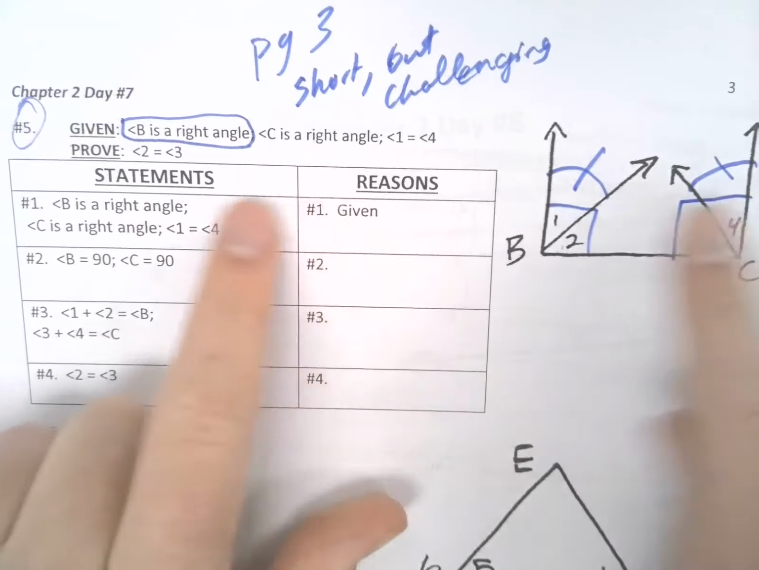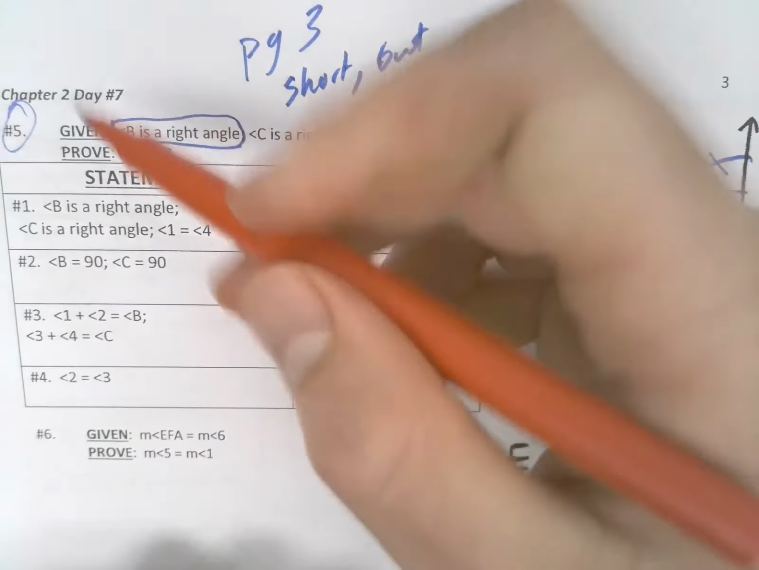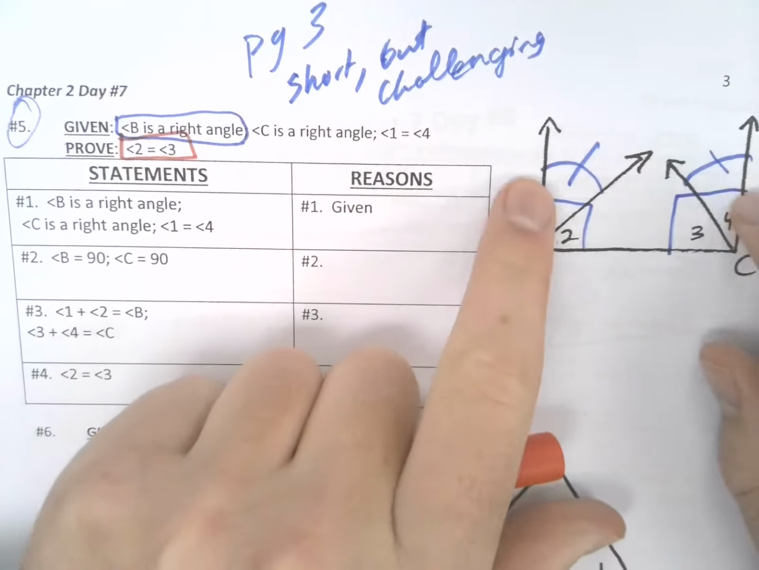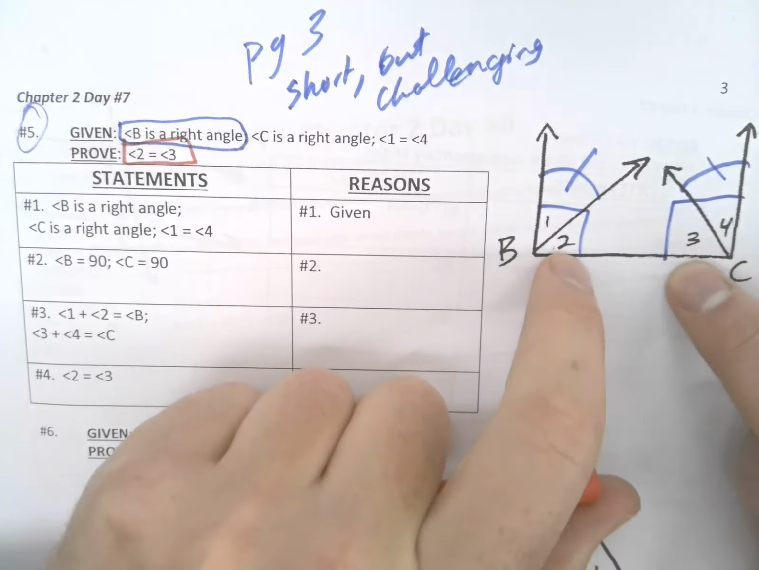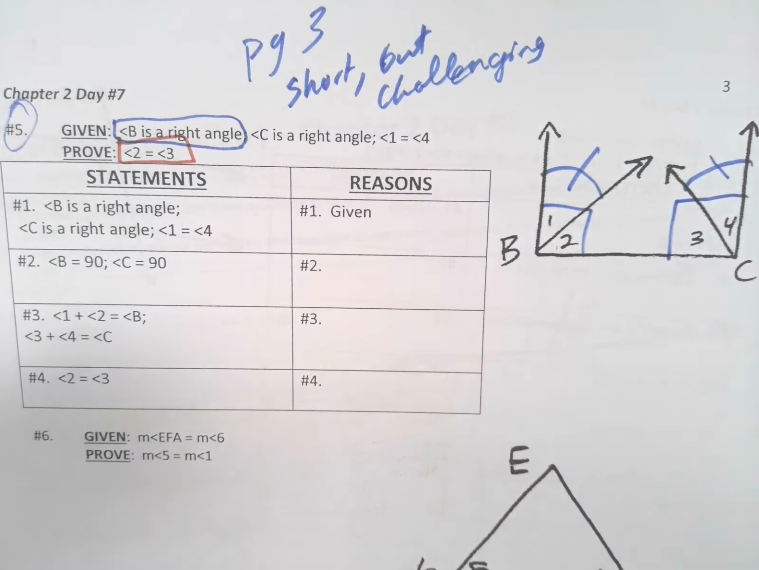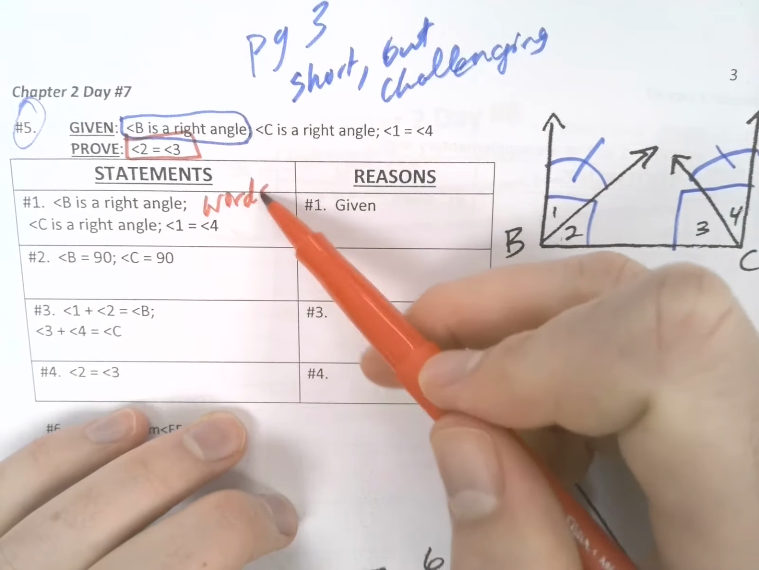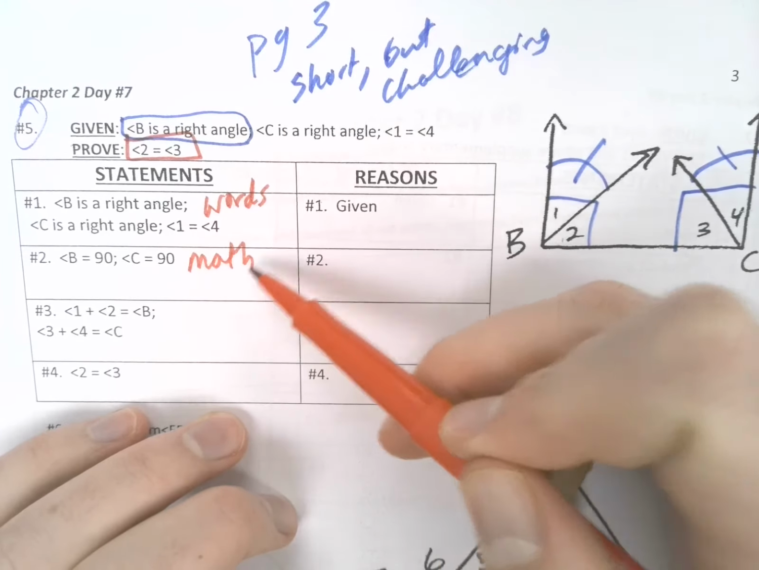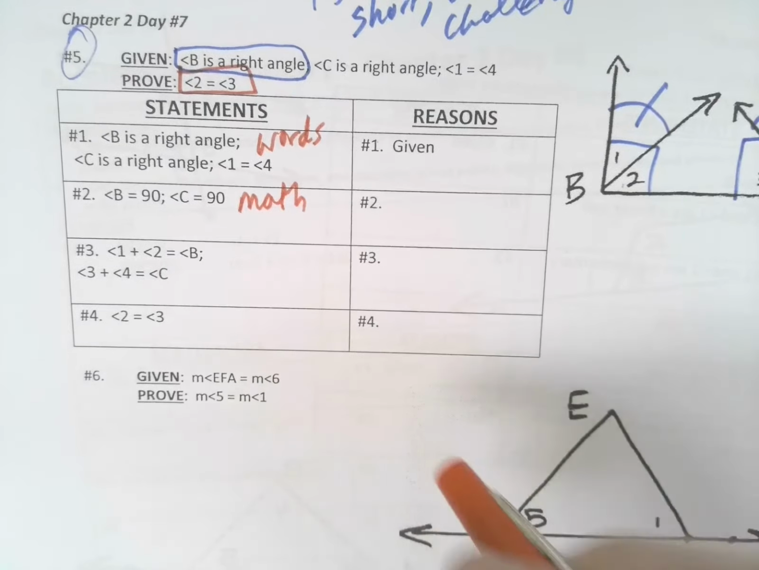So it totally makes sense that we're going to try and prove that angles 2 and 3 are congruent. Because if we know the whole is congruent and we know these pieces are congruent, obviously we're going to be able to prove these pieces are going to be congruent. And so I'm going to give you guys a chance to start, and I'll give you a hint. We've got words to start, followed by math. So keep that in mind, and let's see what you guys get for number 5.